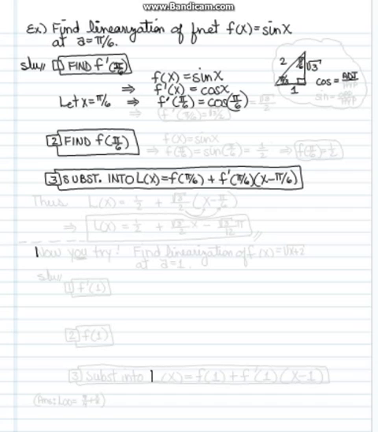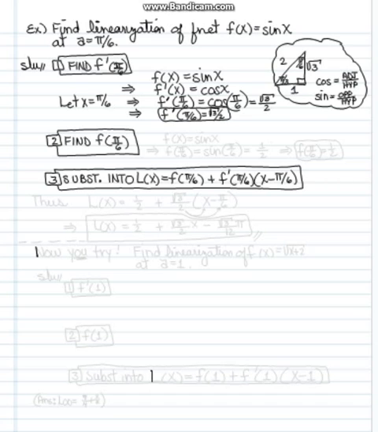Cosine is always adjacent over hypotenuse. Sine is opposite over hypotenuse. So we can use the same triangle to evaluate sine and cosine. In this case, we want the cosine of pi over 6. That's adjacent over hypotenuse. It's square root of 3 over 2. So we see that f prime of pi over 6 is square root of 3 over 2.